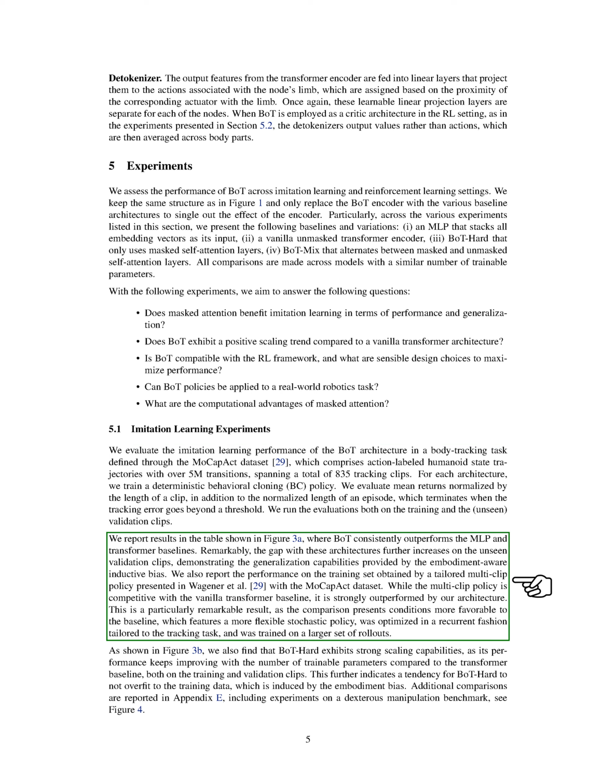Our results, shown in the corresponding table, indicate that BOT consistently outperforms the MLP and transformer baselines, with the performance gap widening on unseen clips, highlighting the generalization benefits of the embodiment-aware inductive bias. We also compare our results with a tailored multi-clip policy from the MoCap Act dataset. Although this multi-clip policy performs competitively with the vanilla transformer baseline, it is significantly outperformed by our architecture, even under conditions that favor the baseline, such as its more flexible stochastic policy and larger training set.